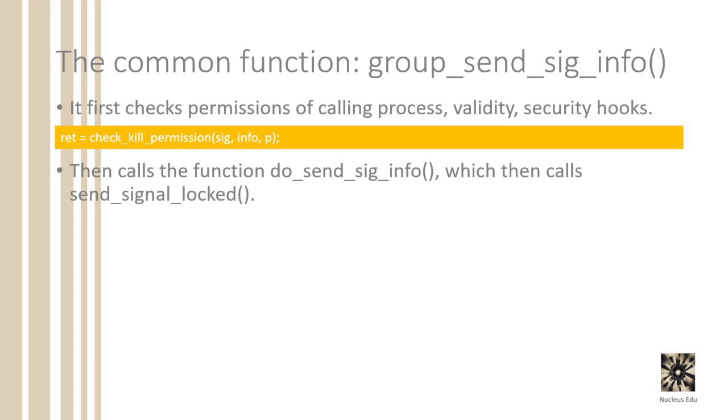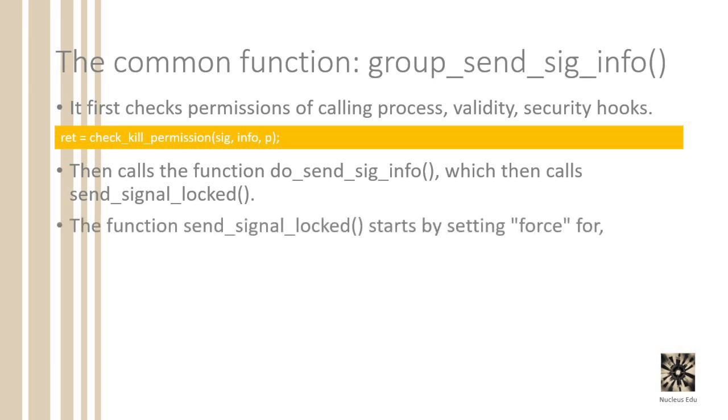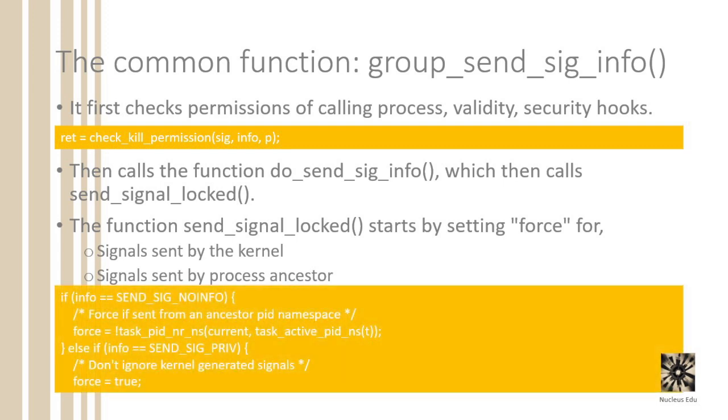calls this function send_signal_locked. The function send_signal_locked checks whether the signal has been generated by the kernel or not, and this happens if the siginfo structure is set to SEND_SIG_PRIV, or if the si_code, as I mentioned before, is set to SI_KERNEL. It also checks if the signal is generated by an ancestor or not. In this case, one of the ways this is signified is when the siginfo structure is set to SEND_SIG_NOINFO. In both the above cases, whether it's being sent by the kernel or by the ancestor, the force option is set. This option is later used during the preparation of the signal.